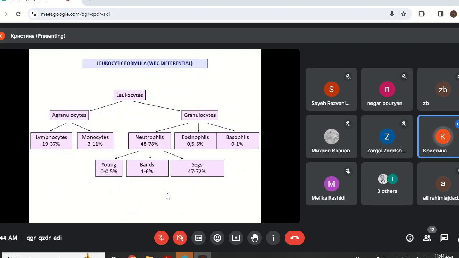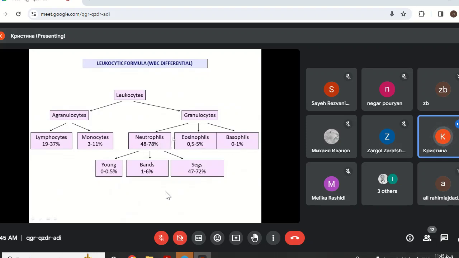It is called the leukocytic formula or white blood cell differential, and this is the percentage of leukocytes of every type among all the leukocytes. Among all the leukocytes we have 19 to 37% of lymphocytes, 3 to 11% of monocytes, 48 to 78% of neutrophils, up to 5% of eosinophils, and up to 1% of basophils.